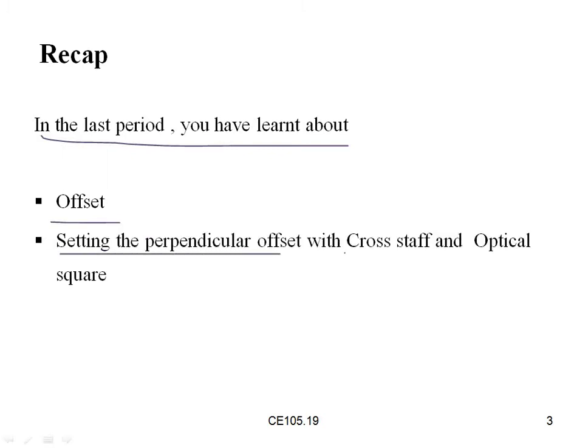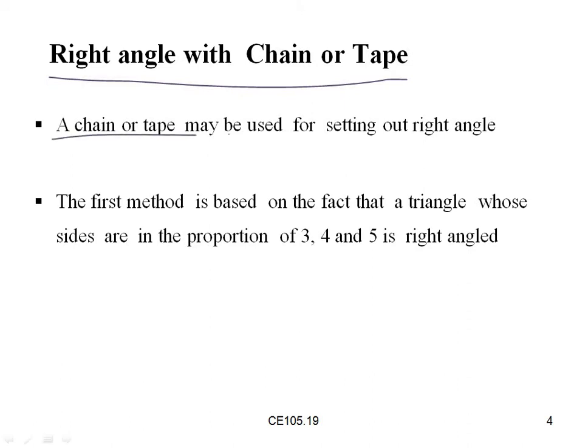So setting of perpendicular offsets with cross-staff and optical square. Now let us see right angle with chain or tape. Here no instrument we are using, just only the chain or tape, whichever is available at the construction site while you are doing the surveying. If the chain is there, you have to take the 30 meters chain or 15 meters chain. If the tape is there, you have to take 30 meters tape or 20 meters tape. So a chain or tape may be used for setting out right angles. Both we can use, or if any one is available we can use it for setting out right angles.